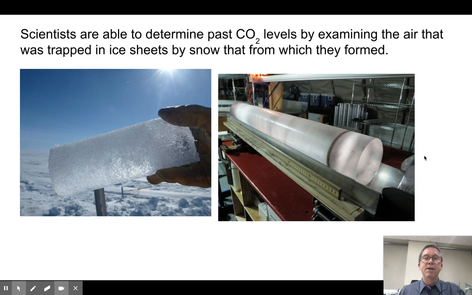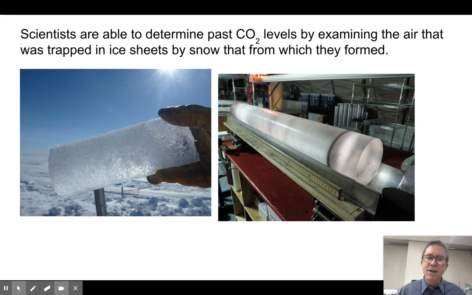Let's see how we know that. Here's how we know that. We can determine what the CO2 levels were in the past primarily by looking at ice cores in Antarctica and in Greenland.